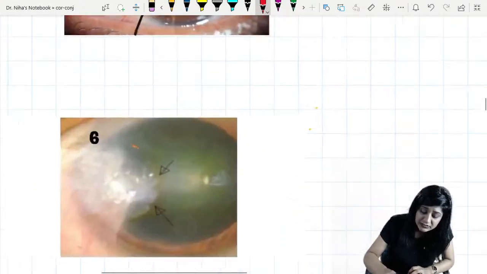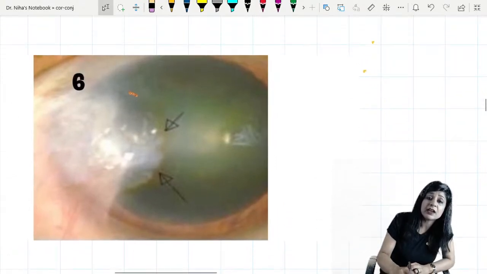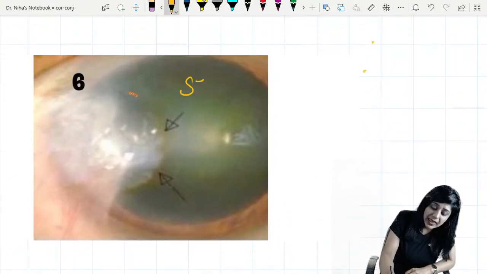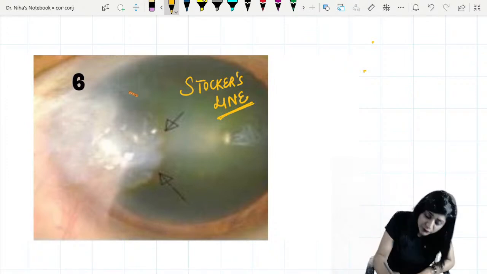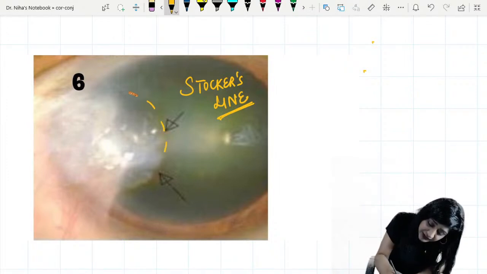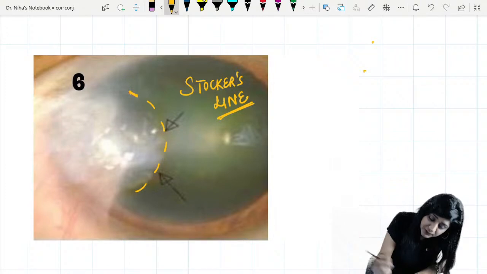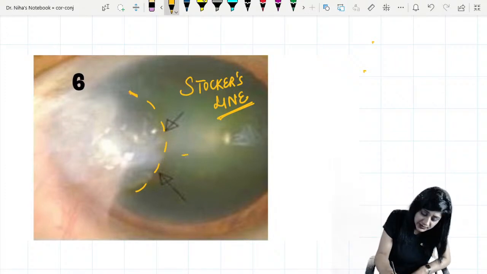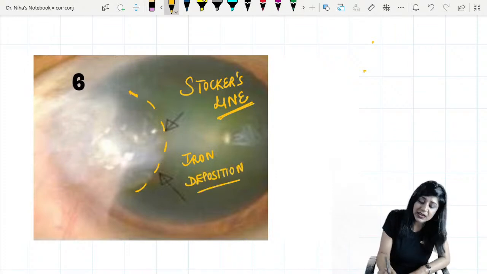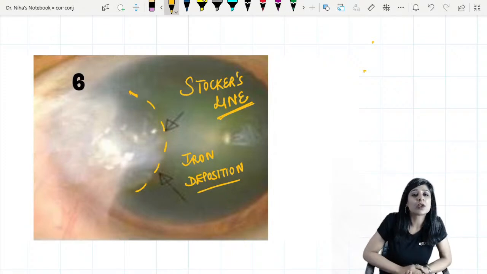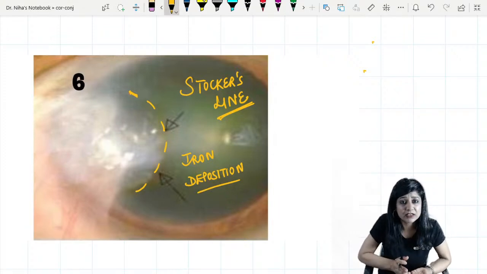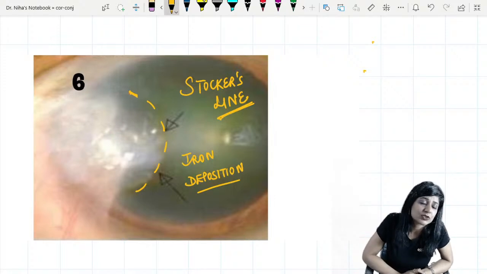Alright, now see this. We have another important thing in the pterygium, and that is called the Stocker's line. Again, a very, very important PYQ for your FMG exam. So we have the deposition of iron anterior to the advancing head of the pterygium like this. This is called the Stocker's line. This is nothing but iron deposition. Like we have a KF ring in Wilson's disease, here we have the Stocker's line.